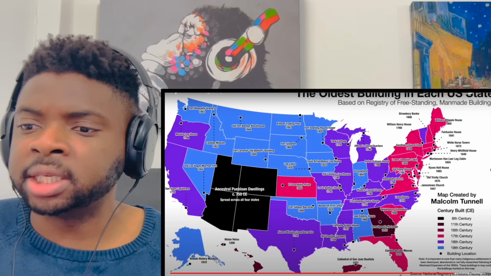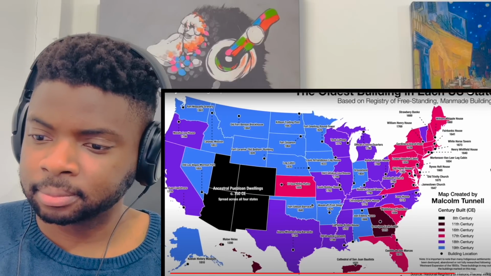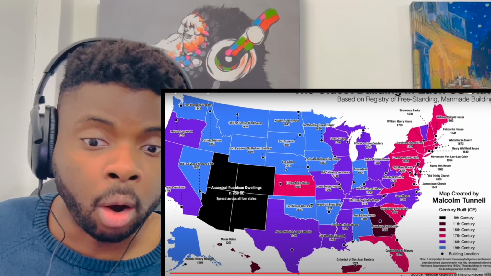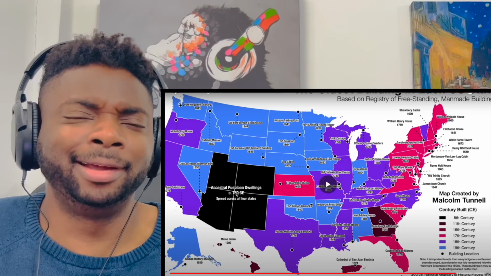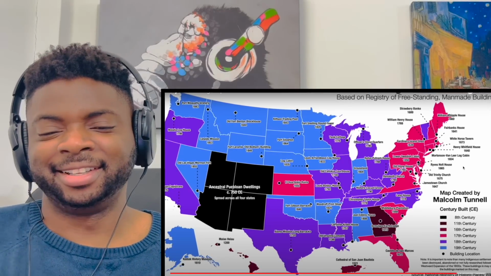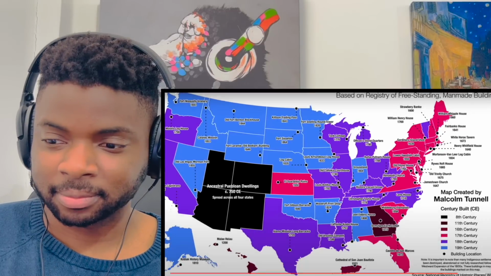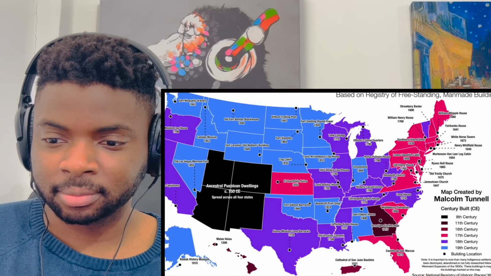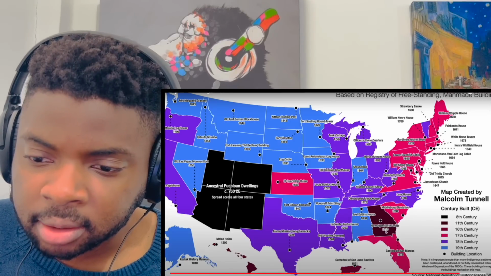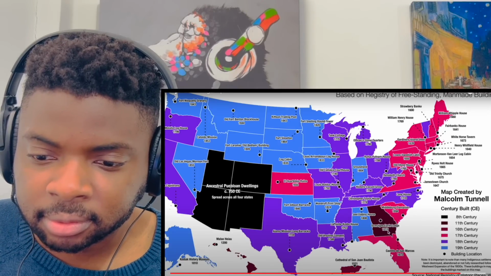Arizona and New Mexico have the oldest remaining buildings, dating back to around the year 750, built by the ancestral native Pueblo people. Why did I ignore this one? The only other two states that have pre-colonial buildings as their oldest are Georgia, the Ocmulgee Earth Lodge from 1015, and Hawaii, the Malaeo Eyao from 1200.